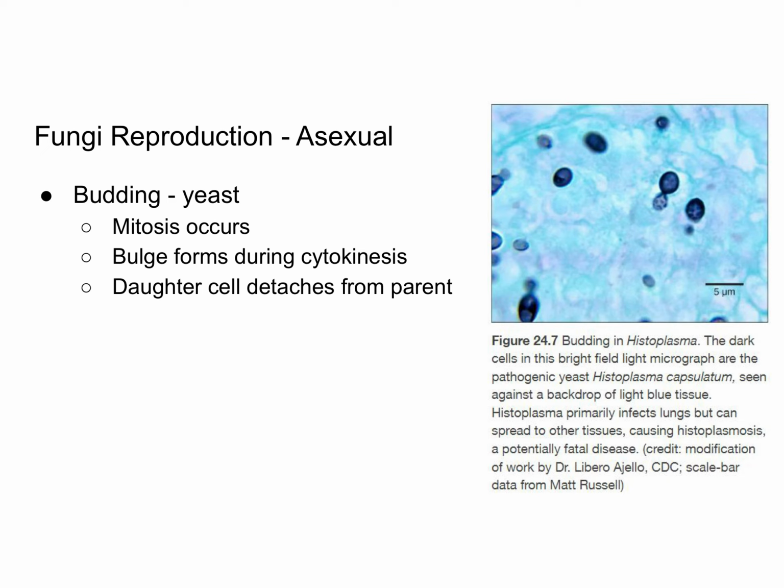Budding is a form of asexual reproduction that occurs in yeast. What happens is that mitosis occurs, but a bulge forms during cytokinesis, and then the daughter cell detaches from the parent. And you can see that happening here. This is a microscope looking at yeast, and you can see the parent yeast cell here. And then you can see the bud coming off here. And this bud will detach and turn into its own yeast cell.